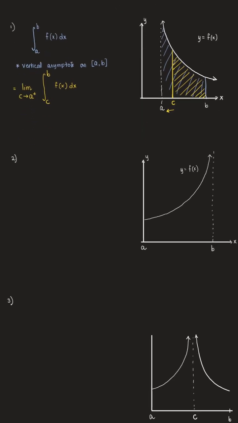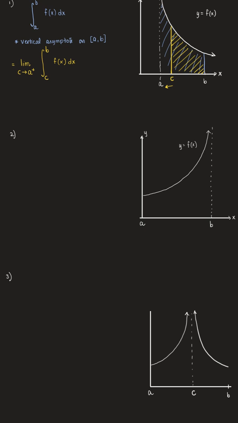The second case that we might have with these type 2 improper integrals is where there is an asymptote at the upper limit of integration. So if the function is defined on the interval from a to b, we might have an asymptote at x equal b. So on the right-hand side, you can see the asymptote at x equal to b.